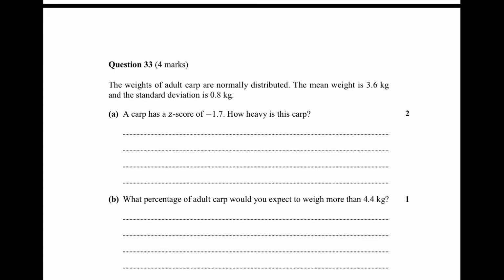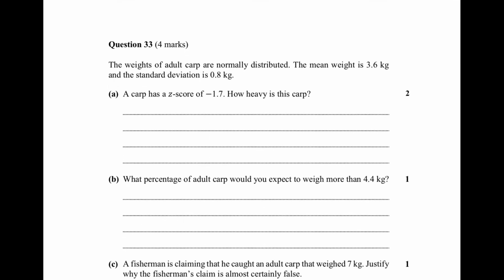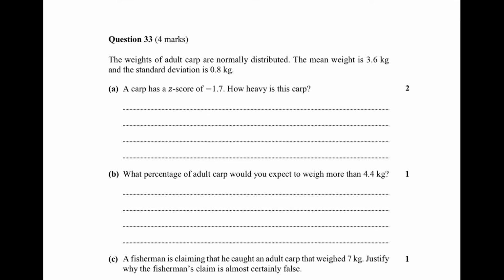Question 33. The weights of adult carp are normally distributed. The mean weight is 3.6 kilograms and the standard deviation is 0.5 kilograms. A carp has a z-score of minus 1.7. How heavy is the carp?